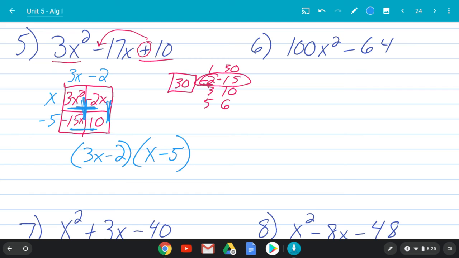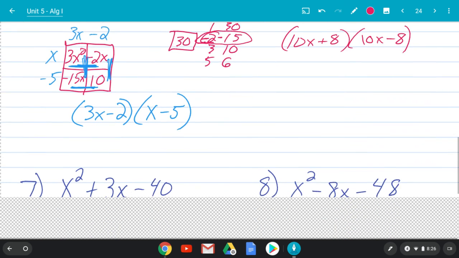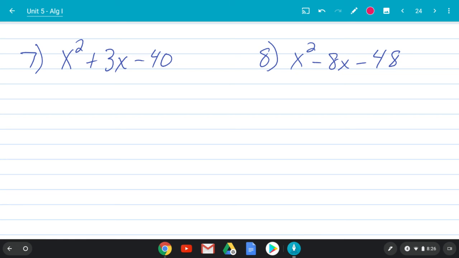Number 6. What's jumping off the page at you? Perfect squares. 100 and 64 separated by a minus sign. Hey, hey, hey. That's difference of squares. 10x plus 8, 10x minus 8. Remember how we studied that list of perfect squares and I told you it was going to come back? Here it is. If you don't recognize those as perfect squares, that can be difficult. If you do, that's really easy.